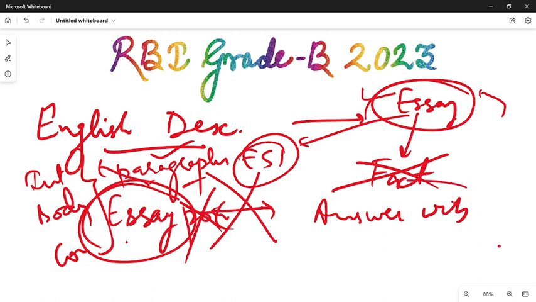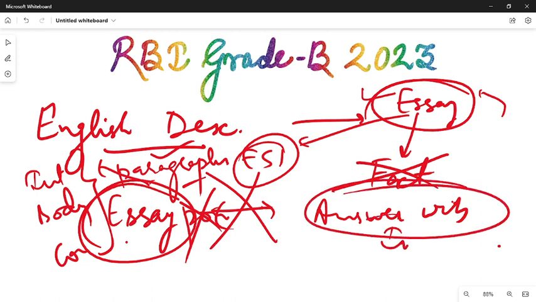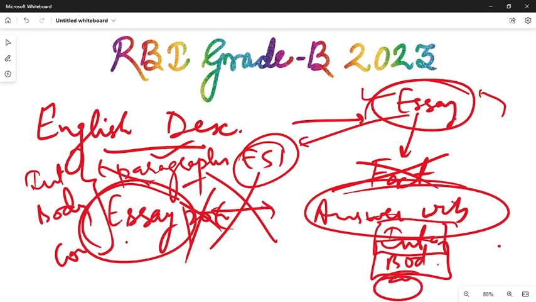But in the case of answer writing, you need to put important points. It also consists of an introduction, body, and conclusion. But in order to write a good answer, you need to have some good points highlighted, some good facts highlighted, and a good conclusion in order to conclude what you have already written above.